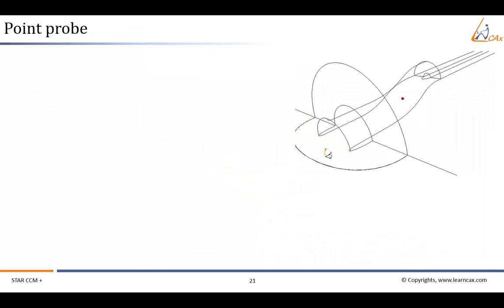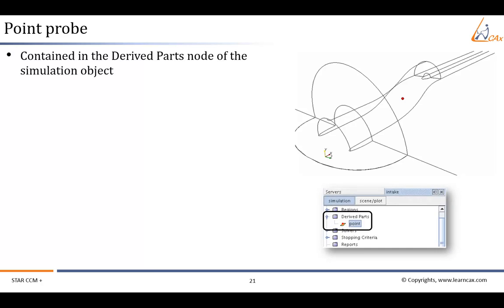The next part is point part. The point part samples its input part at a set of coordinates in a region. A point node has its own properties and pop-up menu and is located in the derived parts node of the simulation object tree.